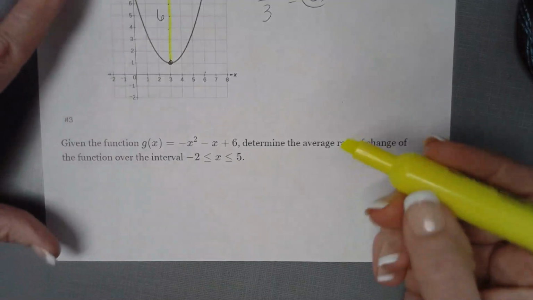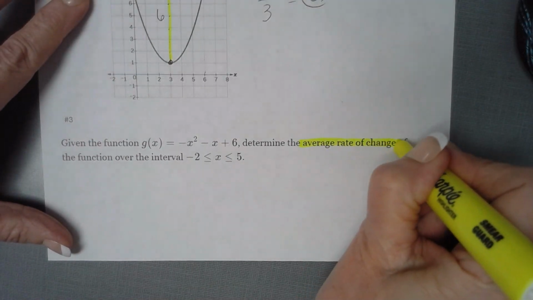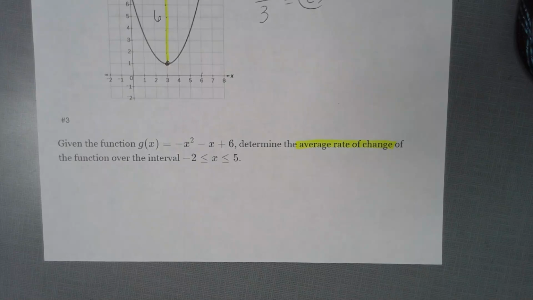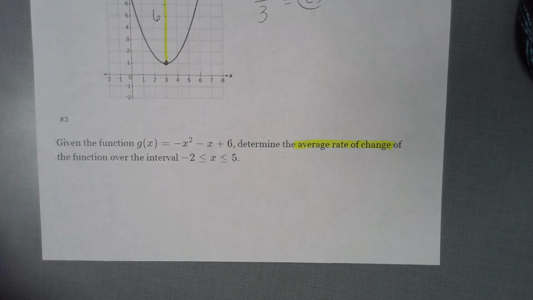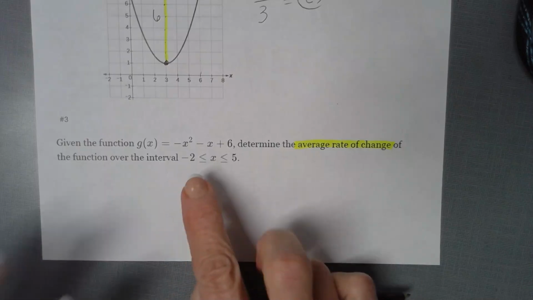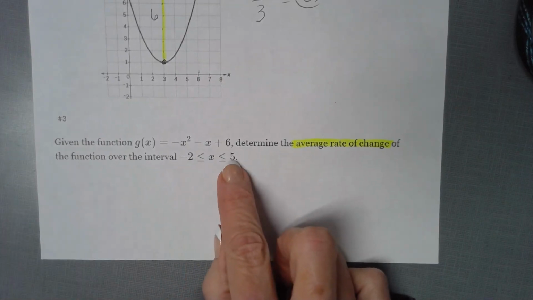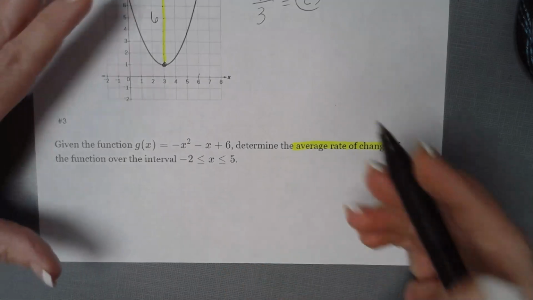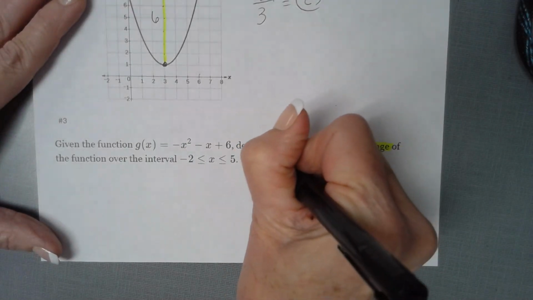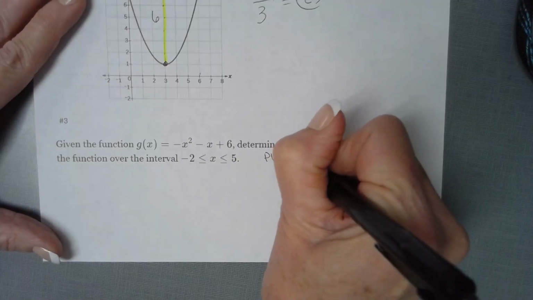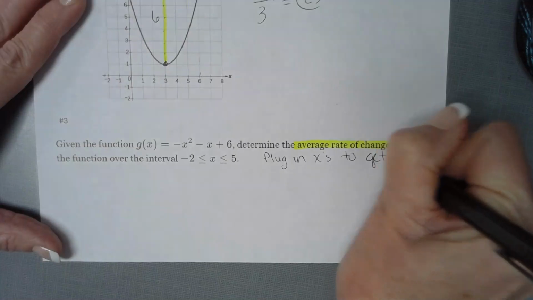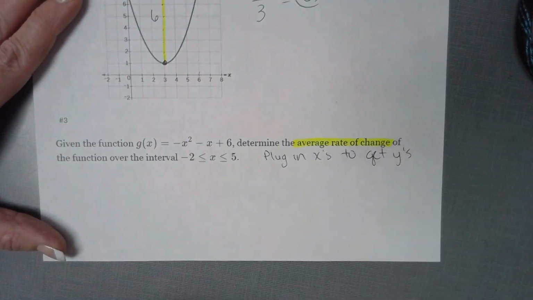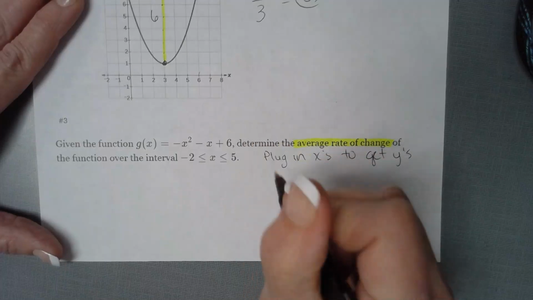Number 3, we are doing average rate of change again. And finding the average rate of change with an equation seems to be the hardest for the students. But what we've got to remember is all we're doing is plugging in the x values to get a y, and that's how we get the ordered pairs. So, if you're wanting to take notes here, you're going to plug in the x's to get the y's. Then you're going to use your ordered pairs.